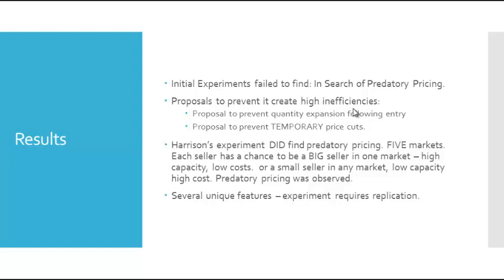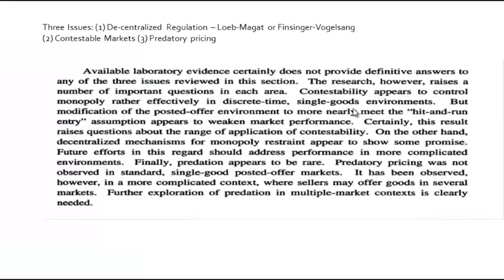But the experiment had some unusual features, and that meant that it was difficult to replicate. So this chapter studied 3 issues. One was the oligopolistic structure of markets, and whether this results in above competitive high prices, and they found yes, it does.